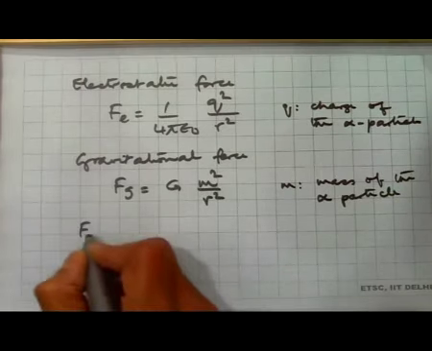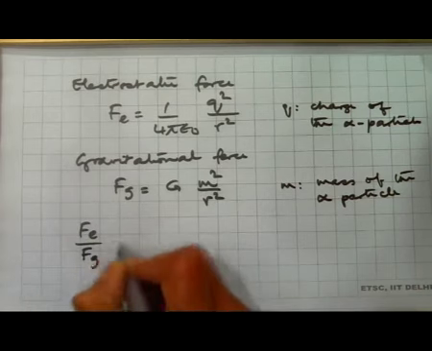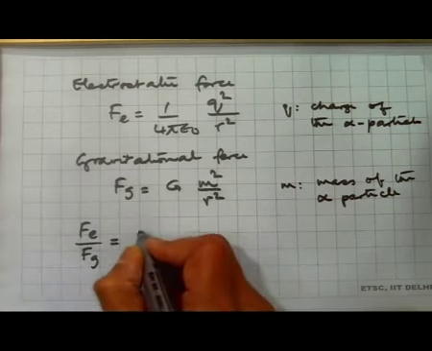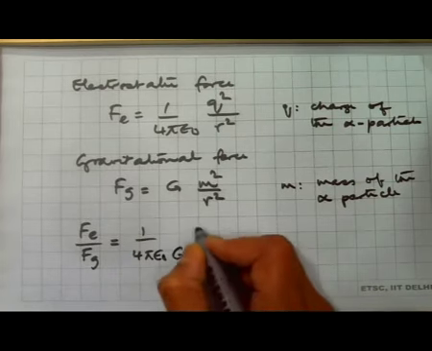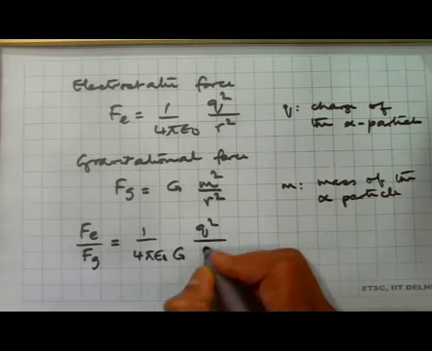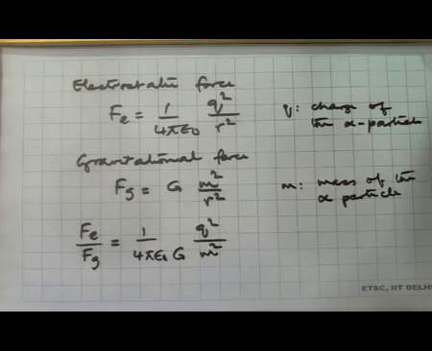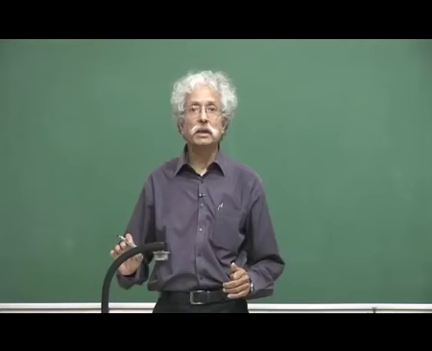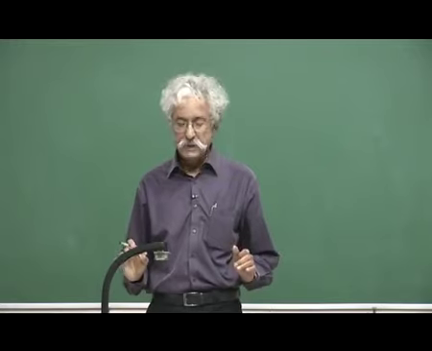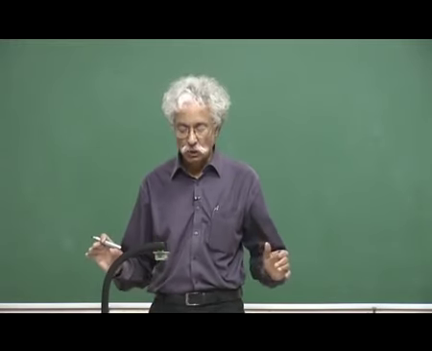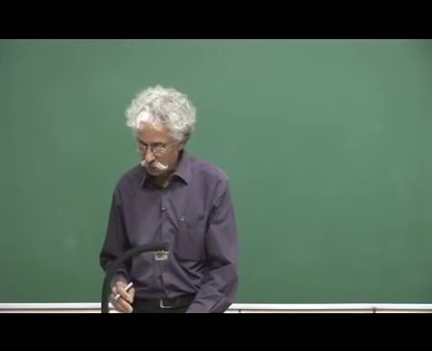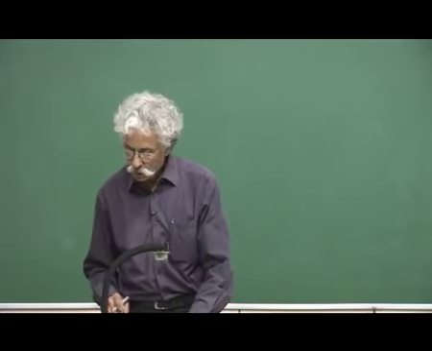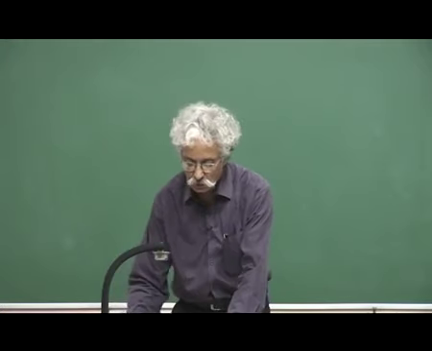So, we can calculate the ratio of electrostatic to gravitational force, which will become 1 by 4 pi epsilon 0 G into q square by m square. The distance separating the two charges disappears from the equation. So, this ratio is independent of the separation between the two charges, whether they are close or far apart. Now I can substitute the various values into this equation.